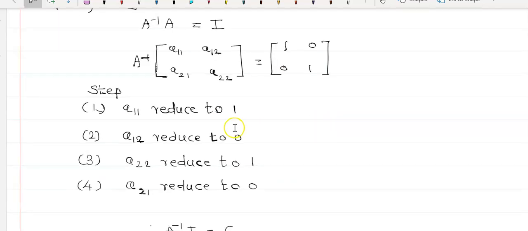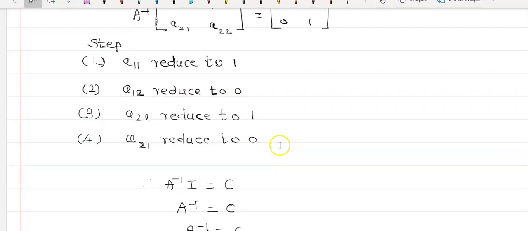Now here we perform the column operation, means what? Make A11 as 1, then A12 as 0, then A22 as 1, and A21 as 0. Now A11 is reduced to 1 first, then A12 is 0, A22 is 1 and A21 is 0.